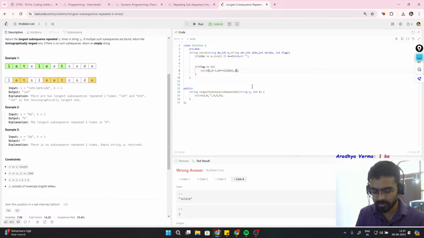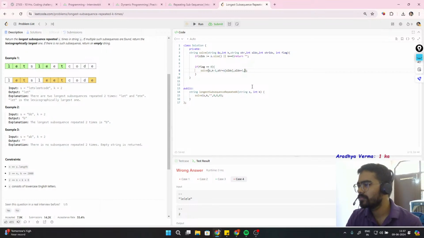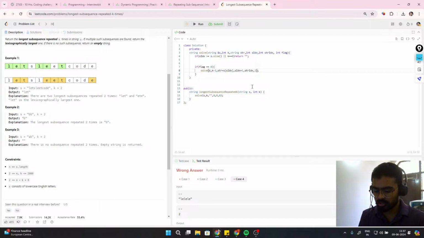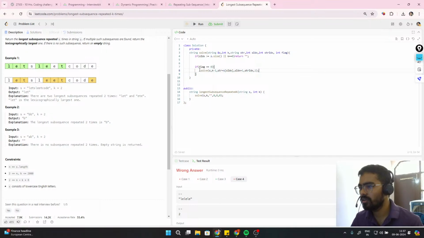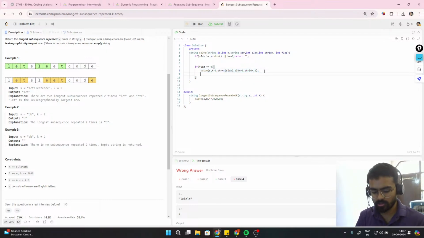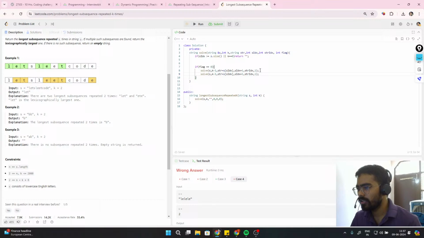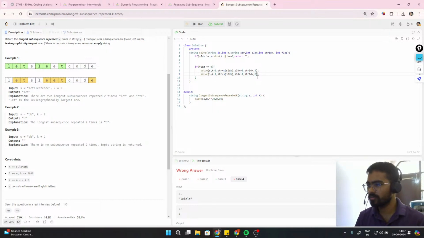Now my sidx will increase by one more. Now my str idx will not increase. My flag, okay, I'm telling that search this substring, and the same thing will be copied, and I'm telling you that do not search this substring, create more.